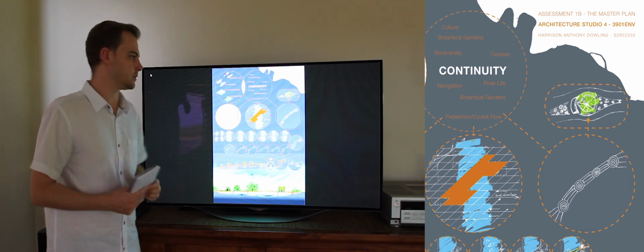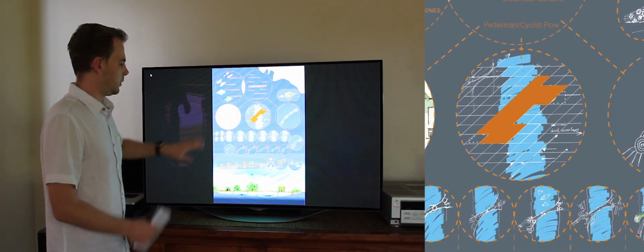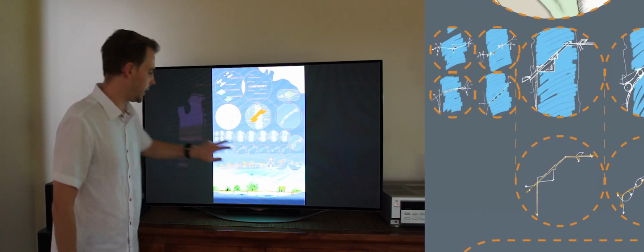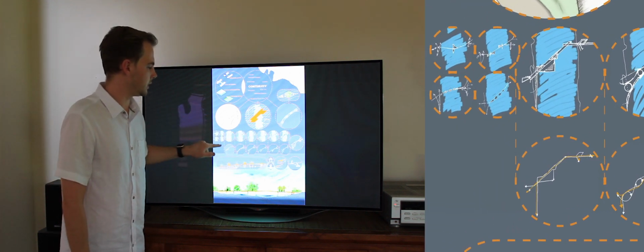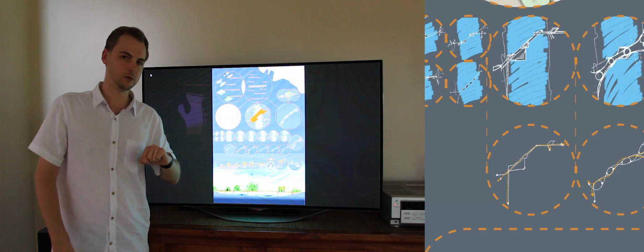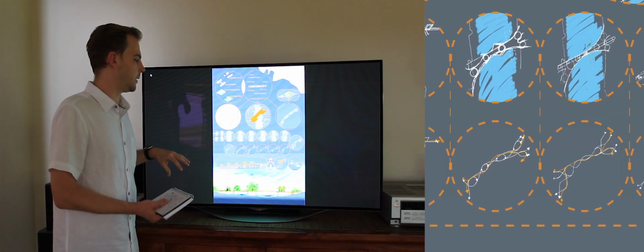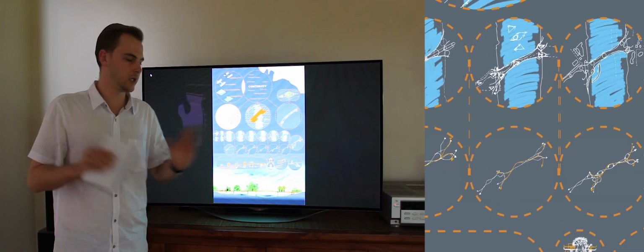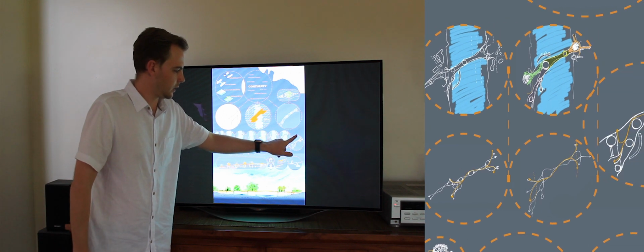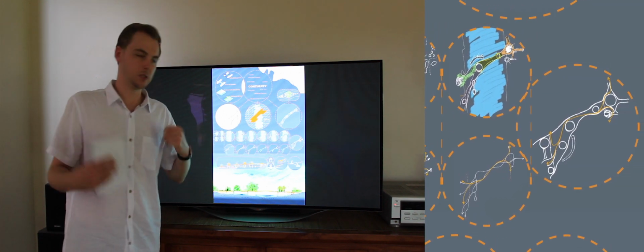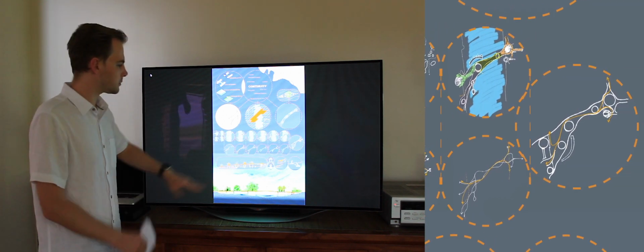So next of all, we have a series of iterations, getting more complex as we go along, testing out urban flow or pedestrian flow, and how they interact with each side of the river. We have this final iteration here, which is what the current design looks like.